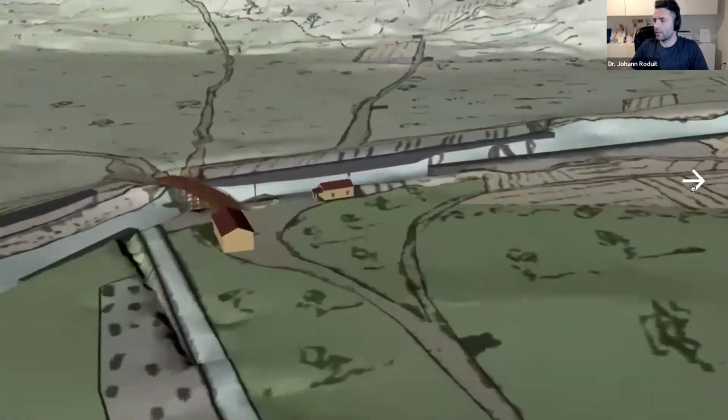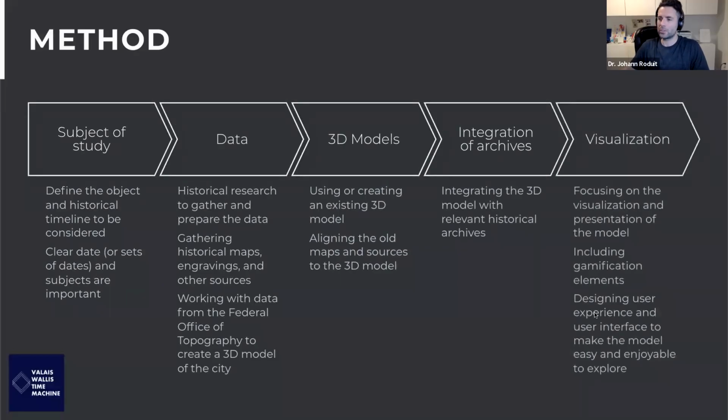So the method, just to summarize, it's those 5 steps that are very important and I think can be replicated: to define the subject of study, to gather the data, to look at the existing 3D model or have to recreate it, integrating with the archives, and then work on visualization.